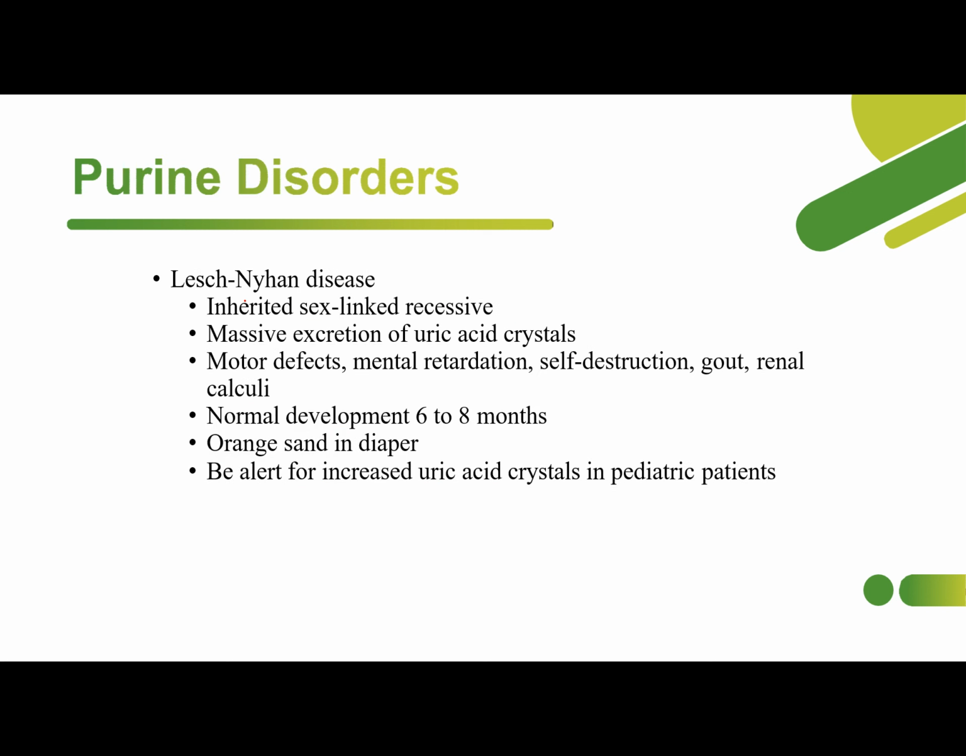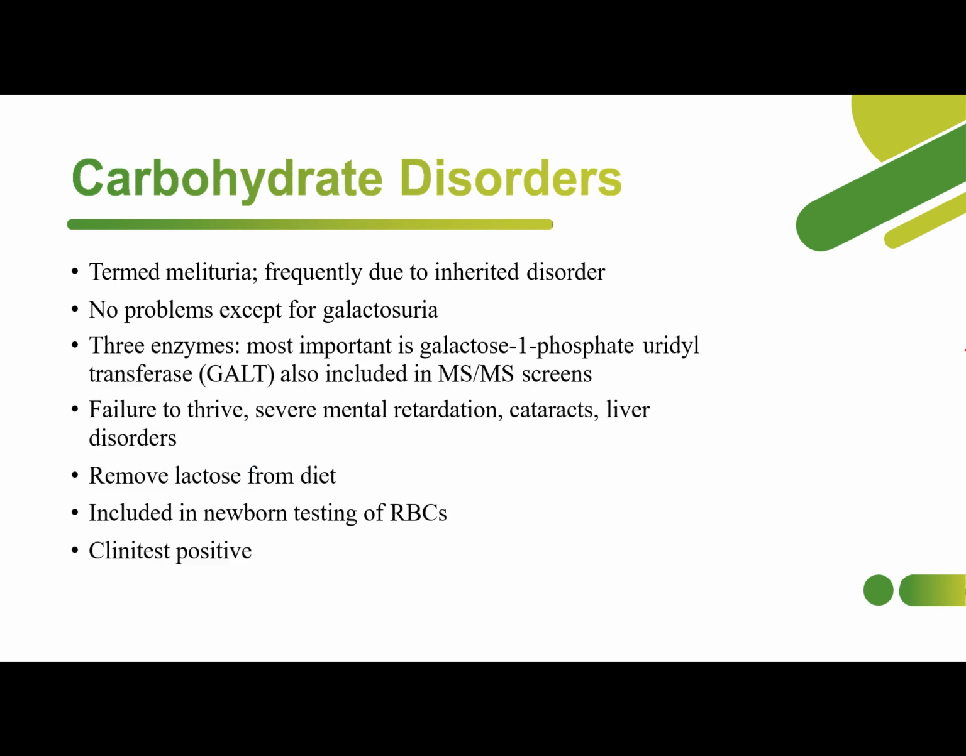Then we have your purine disorders. So this would include the Lesch-Nyhan disease. Lesch-Nyhan disease, class, is an inherited sex-linked recessive disease. Massive excretion of uric acid crystals. Motor defects, mental retardation, self-destruction, gout, and renal calculi are seen. Normal development for 6 to 8 months. Produces an orange sand color in diaper. Be alert for increased uric acid crystals in pediatric patients.